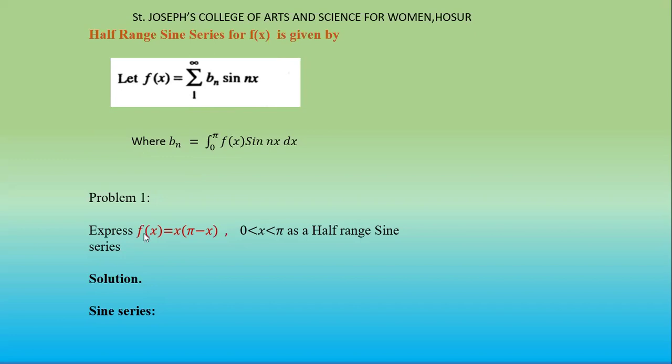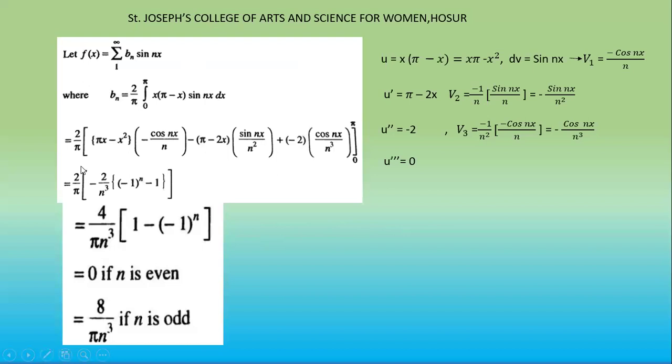The first problem is f(x) equals x into pi minus x, where x lies between 0 and pi. Express this as a half-range sine series. First, write the formula f(x) equals summation bn sin nx, where bn is 2 by pi integral 0 to pi f(x) sin nx dx. What is f(x) here? f(x) is x into pi minus x.